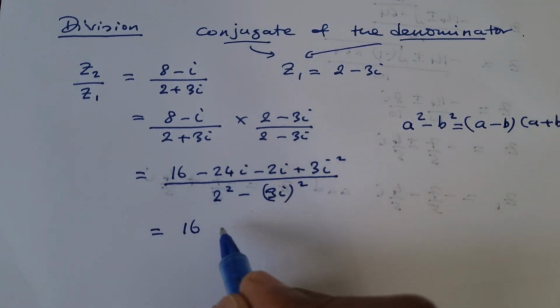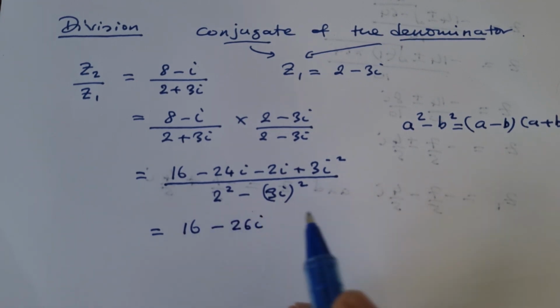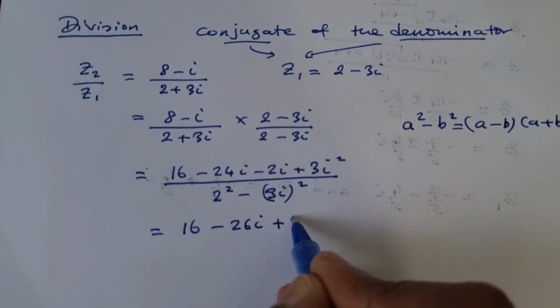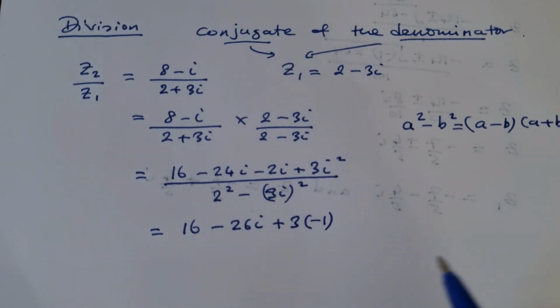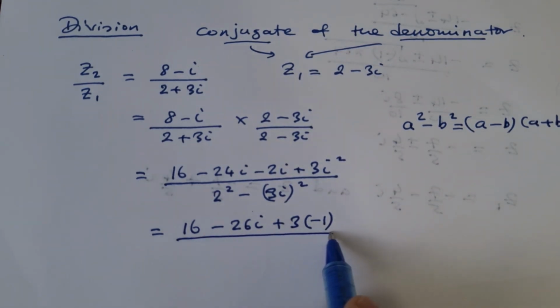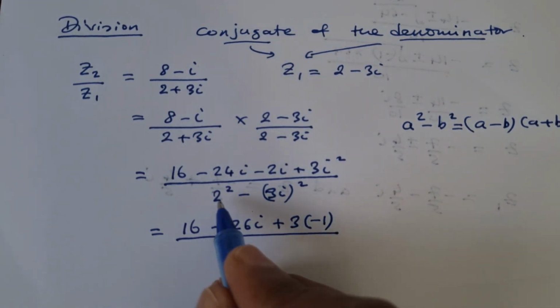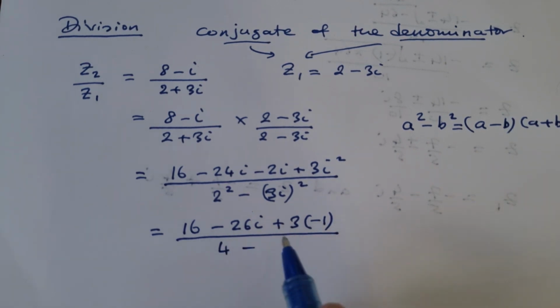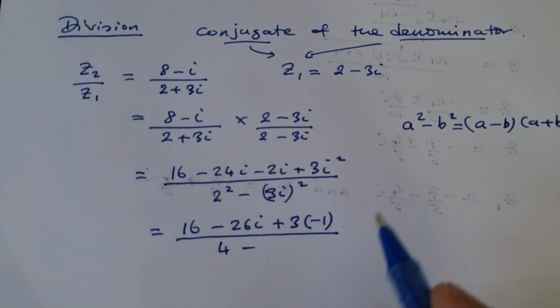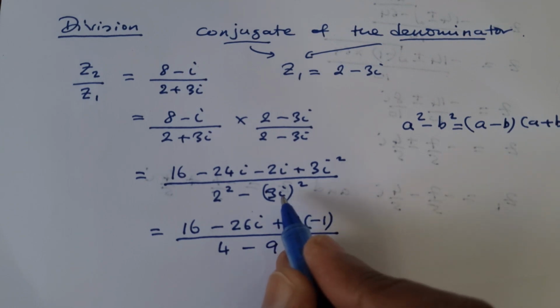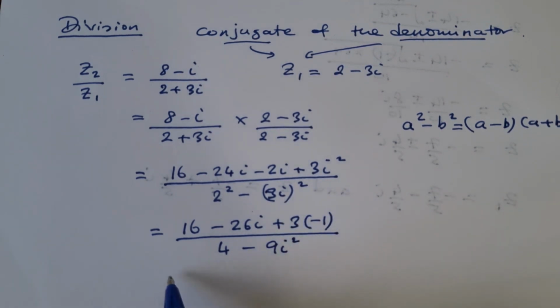16 minus 24 minus 2 is minus 26i, and then plus the 3 means 3 times minus 1, because i squared is minus 1. That we've learned from the beginning. This turns out to be 4 minus here. I've got 3 to the square, which is 9, times i square. So I'm looking at 16 minus 3 is 13, then minus the 26i.